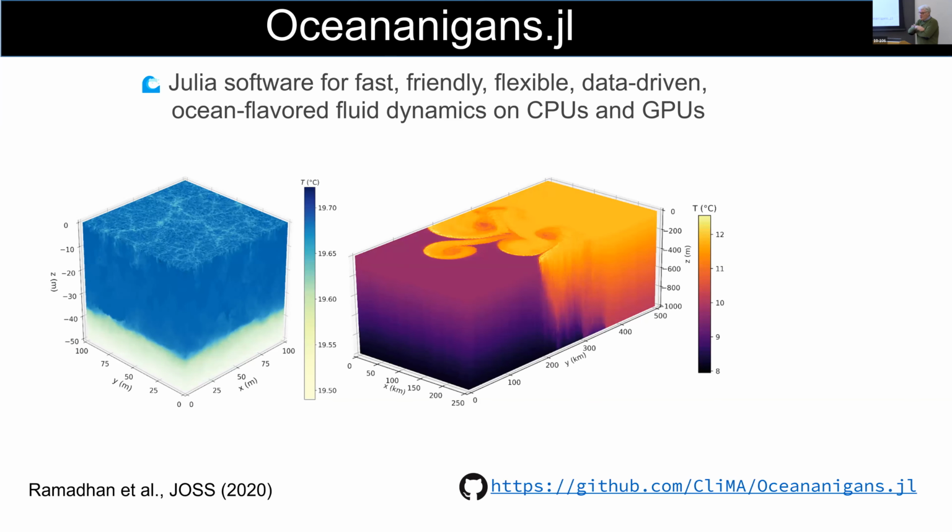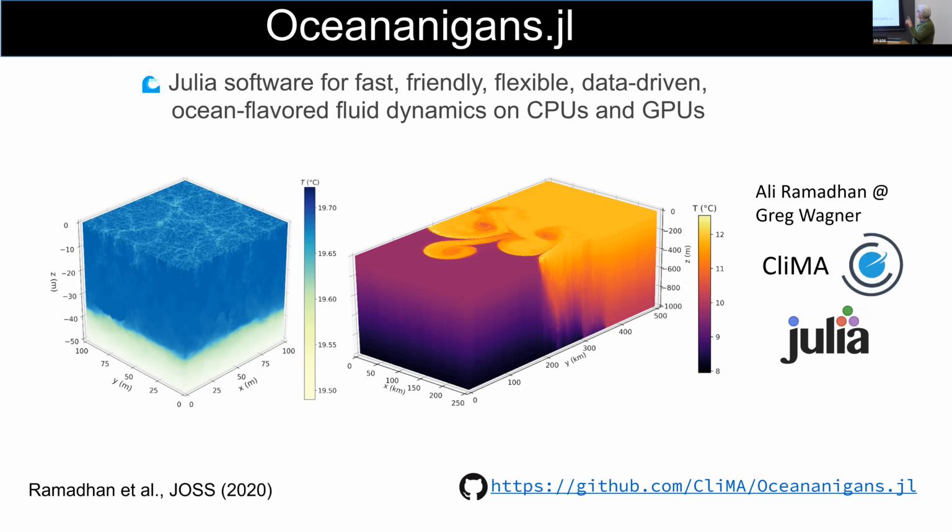So what we are doing, and this is the work that Ali Ramadan has done a lot on, is develop this piece of code in collaboration with the Julia lab at MIT. It's written in Julia, and it's running on CPUs and GPUs. It's called Oceananigans. I've been told that we're not going to be taken seriously if we don't come up with a more serious name. But anyway, it's attracting people to this, and if anybody's interested, you can download this code and use it. Ali Ramadan and Greg Wagner are the architects of this piece of software. They put a huge amount of effort into it.